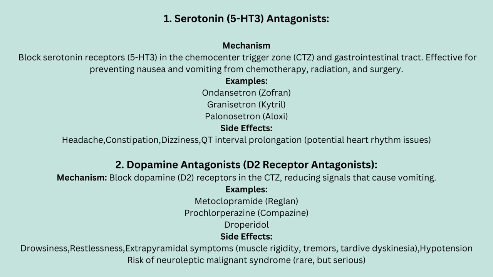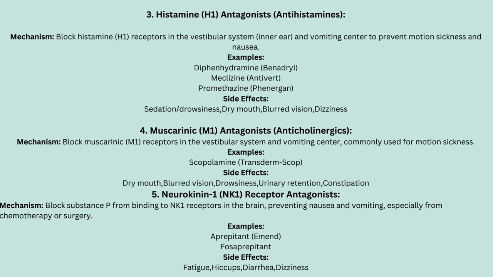1. Serotonin, 5-HT3, antagonists. Examples: ondansetron, Zofran, granisetron, Kytril, palonosetron, Aloxi. 2. Dopamine antagonists, D2 receptor antagonists. Examples: metoclopramide, Reglan, prochlorperazine, Compazine, droperidol. 3. Histamine, H1, antagonists, antihistamines. Examples: diphenhydramine, Benadryl, meclizine, Antivert, promethazine, Phenergan.